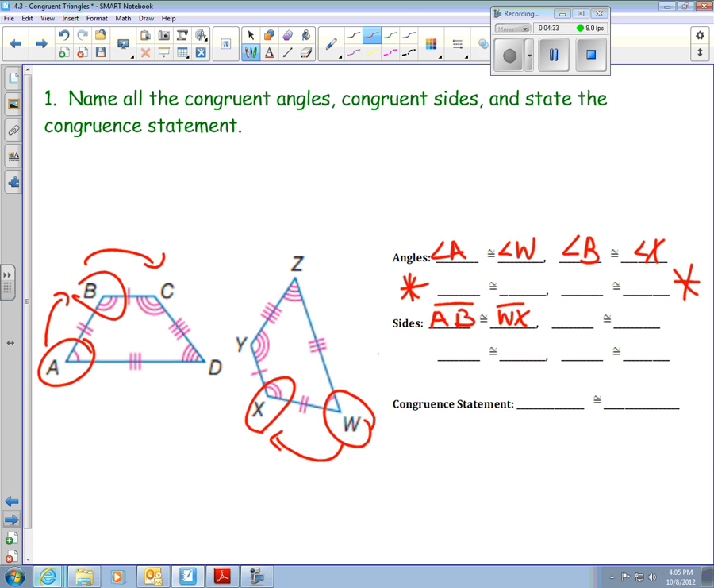Let's do another one. From B to C with my segment sign. So from 2 angle markings to 3. So I'm going to go from X to Y. And I'm going to have you guys finish those sides congruent statements for tomorrow.